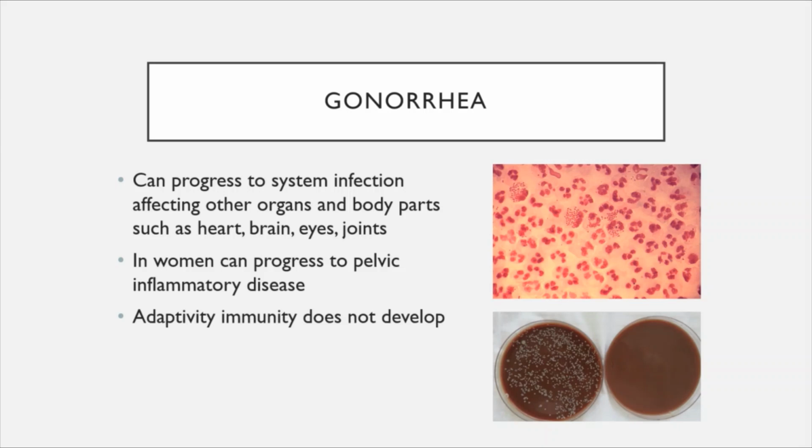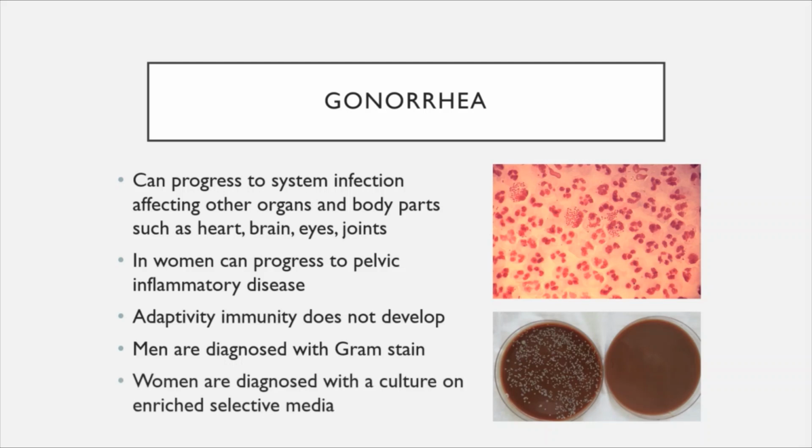The reason why is still being studied, but it's thought to be due to a combination of antigenic variation exhibited by this pathogen and a mechanism that it uses for suppressing your cell-mediated immune system's response. Men are typically diagnosed with a Gram stain of the discharge from the urethra, and women are typically diagnosed by culturing the bacterium on an enriched selective media, particularly chocolate agar, which is what you see down here.